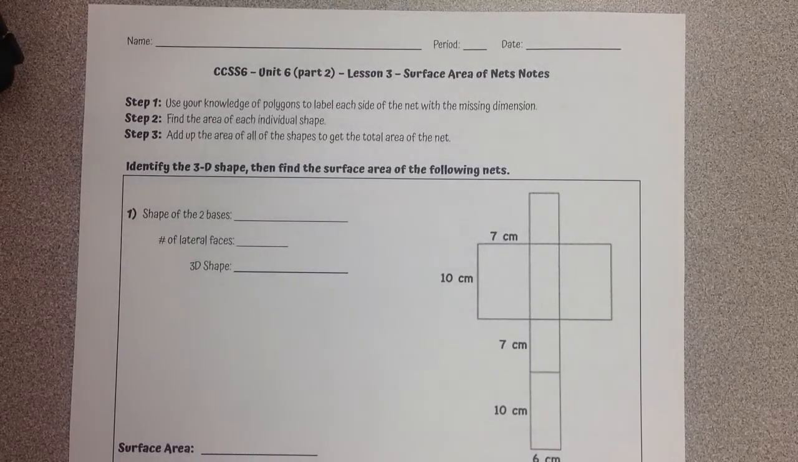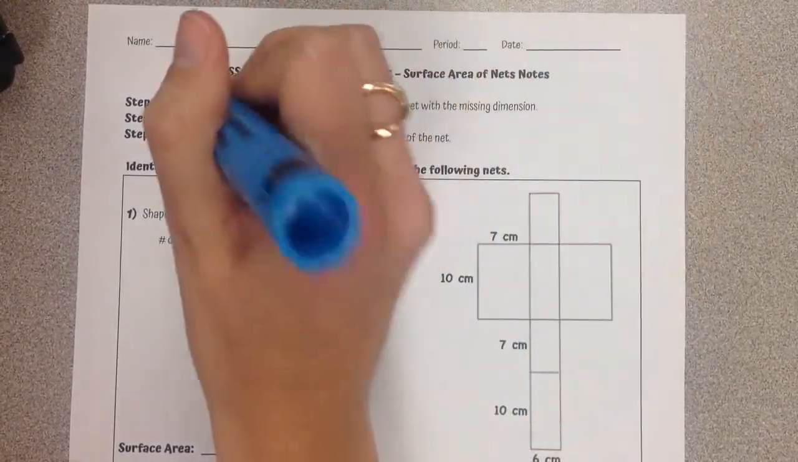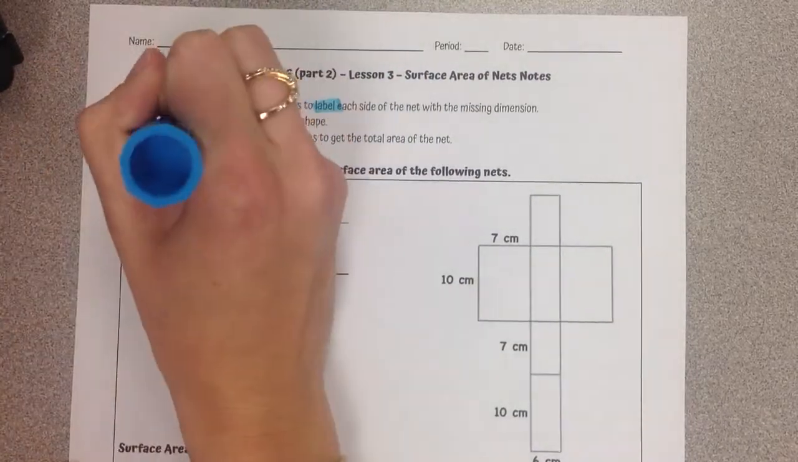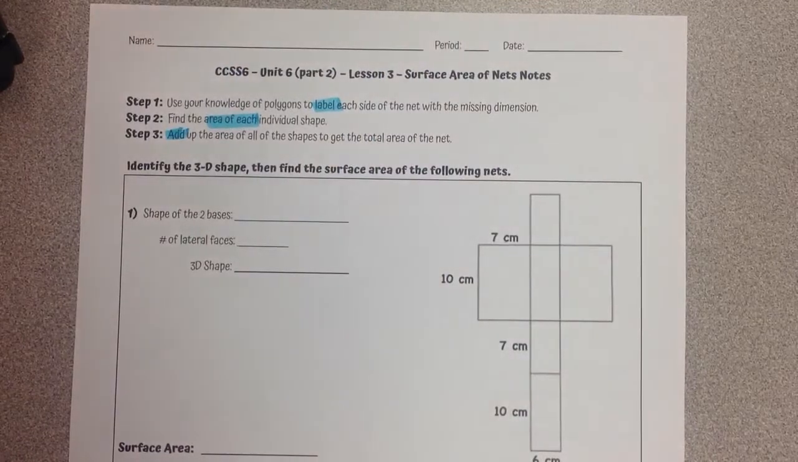The first step is we're going to use our knowledge of polygons to label each side of the net with the missing dimensions. We'll find the area of each individual shape. So we need a label, then we're going to find the area of each shape, and then we're going to add up all of the areas to get the total area of the net.